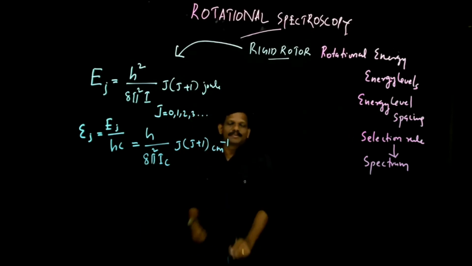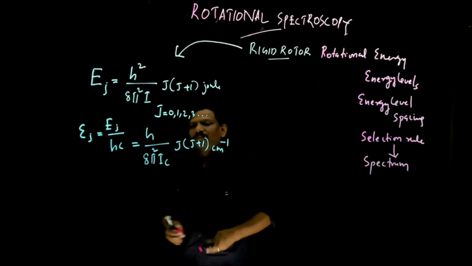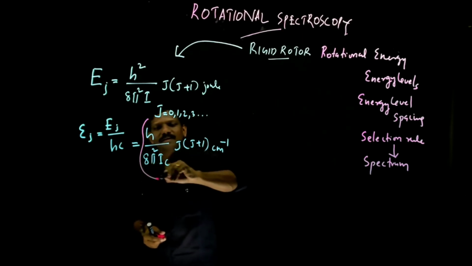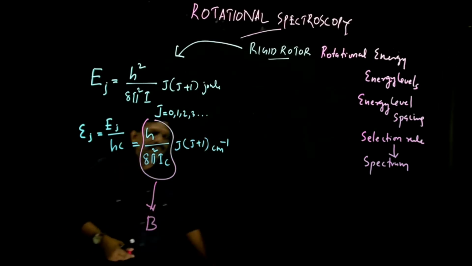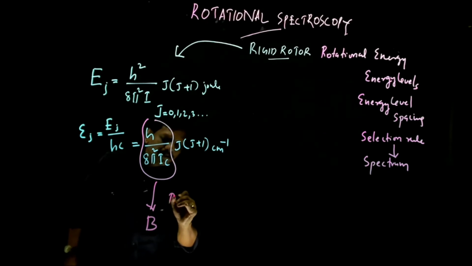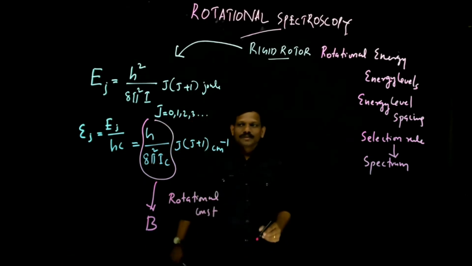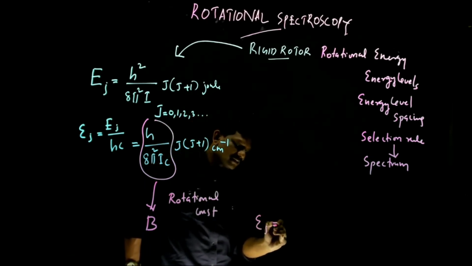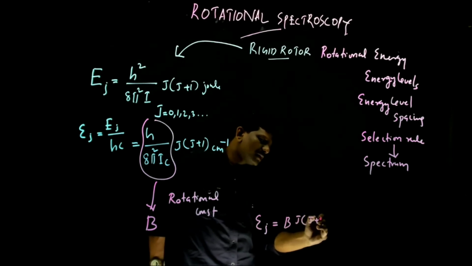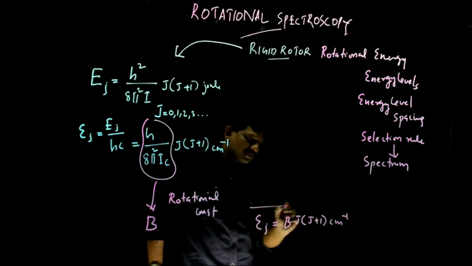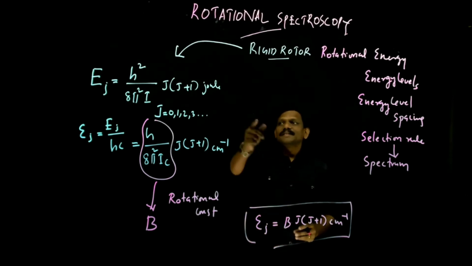So, now our equation will be h by 8 pi square I c into J into J plus 1 centimeter inverse, and this first part of the equation, h by 8 pi square I c, can be represented as B, that means the rotational constant. So, now our energy equation you can write like this: EJ is equal to B J into J plus 1 centimeter inverse. This is the final equation for the rotational energy.